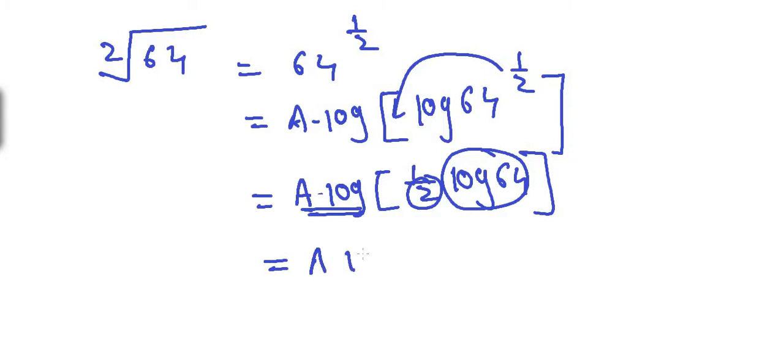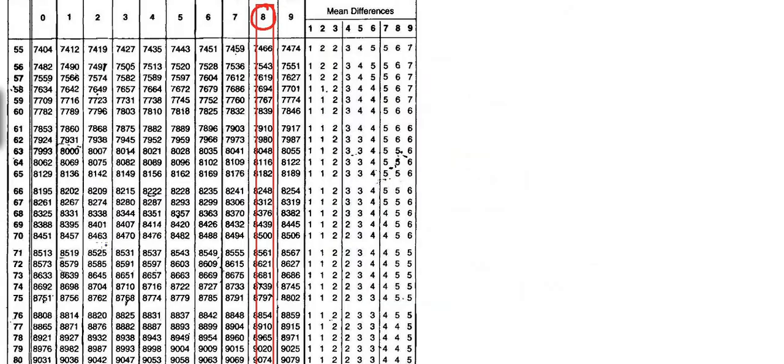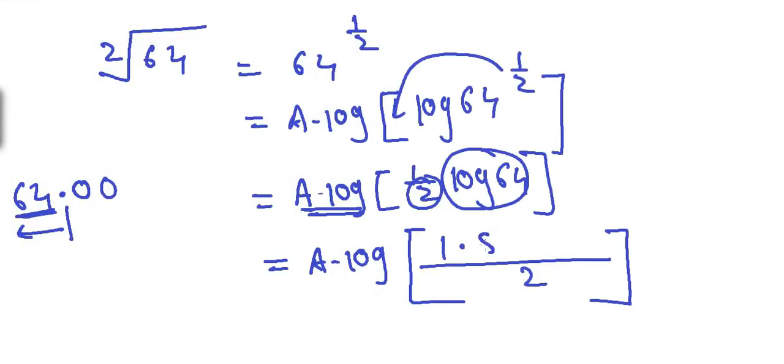So that is equal to antilog of log of 64 divided by 2. 64 can be written as 64.00. Now to the left of decimal, there are 2 digits. Subtract 1 from it. So 1 is the characteristic. Let us find its mantissa. To find the mantissa, the group is 6400. Let us locate 64, 0. Let us take their intersection. So the intersection is 8062. No mean difference for 0. So the mantissa is 8062. Now divide this by 2.